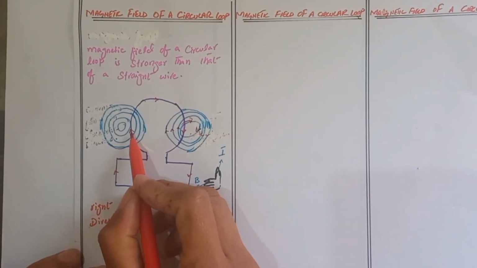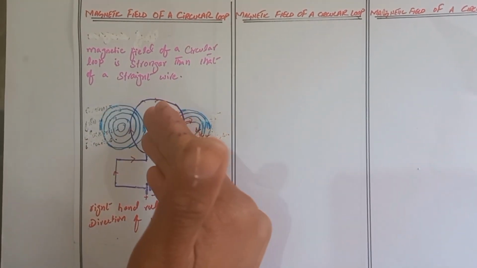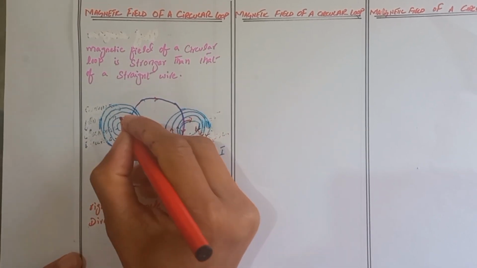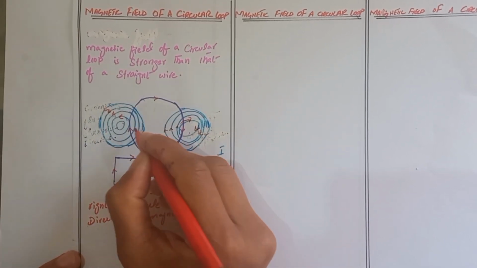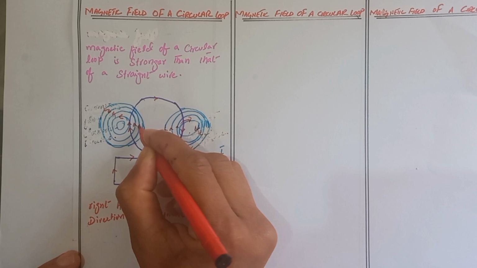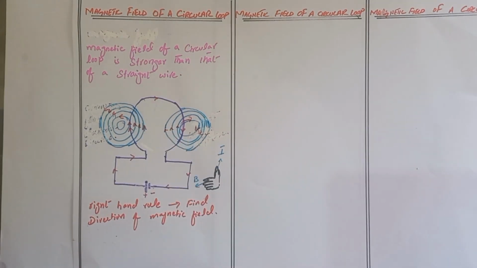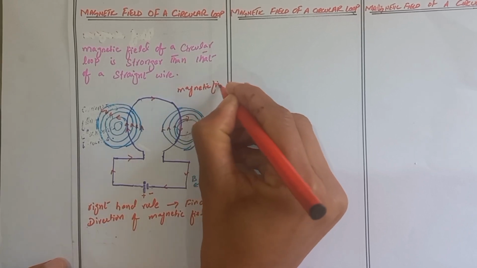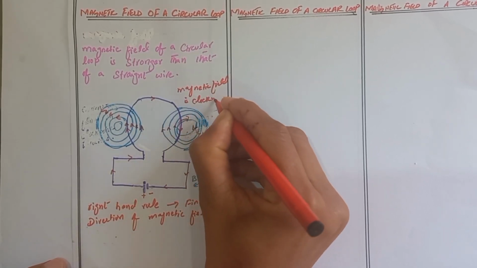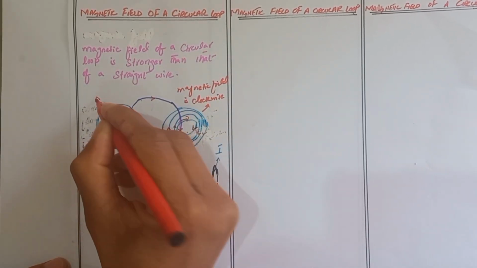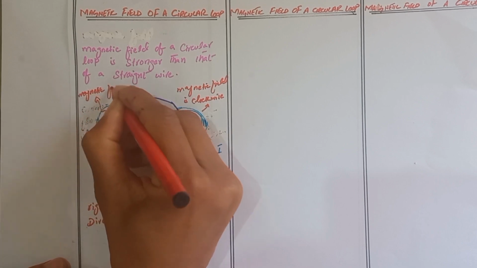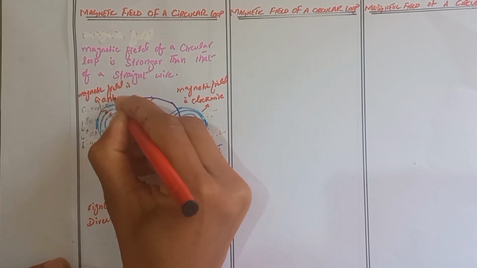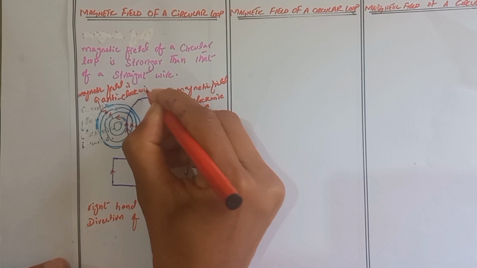In this segment of the wire, the current is flowing upward. So the magnetic field is in the anti-clockwise direction. So here we find the magnetic field is clockwise, and here the magnetic field is anti-clockwise.